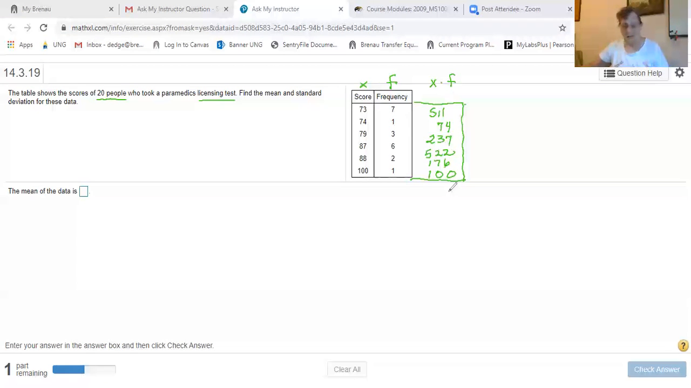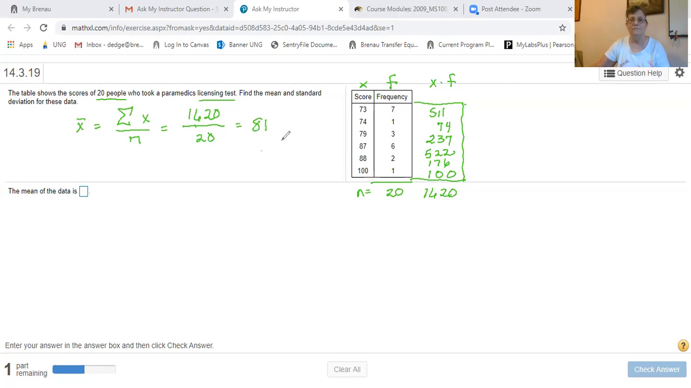So we've added up all of our numbers. We need to add up all of our numbers and divide by the number of numbers. The x bar is the sum of the x's divided by the number of numbers. So n is going to be 20. This adds up to 20. This adds up to 1,620. So the sum of our x's is 1620, divided by 20 gives us 81 as our average.